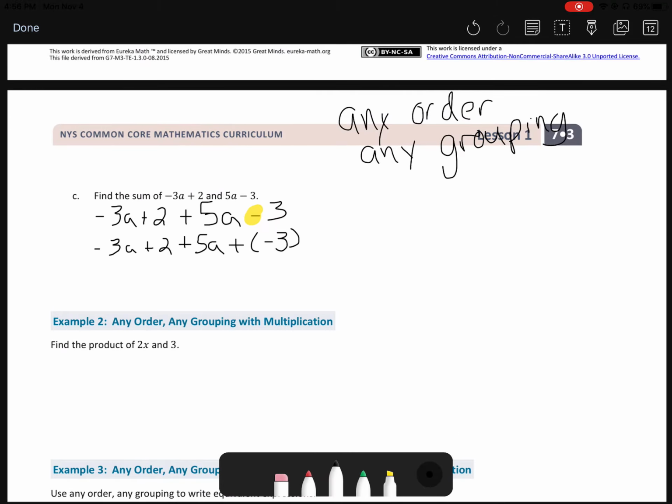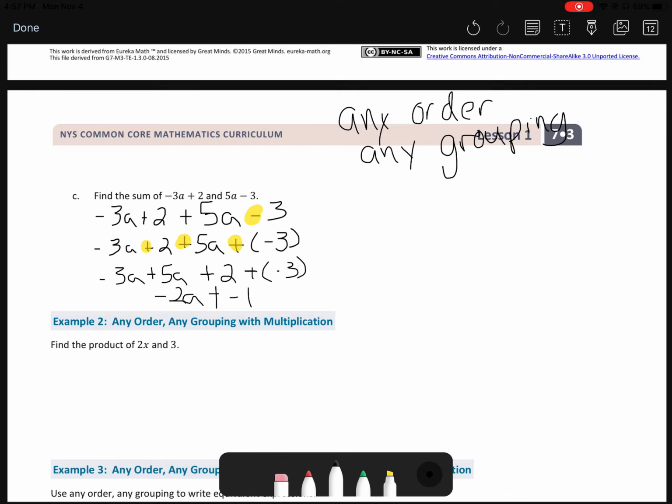So what would be the best way to order these and to group these? Because they are all plus signs all the way across, I can use any order, any grouping. So let's group my ones with variables and the ones that are not. Negative 3a plus 5a plus 2 plus negative 3. Now this makes it much simpler. Negative 3 plus 5 is negative 2a, and 2 plus negative 3 is negative 1.